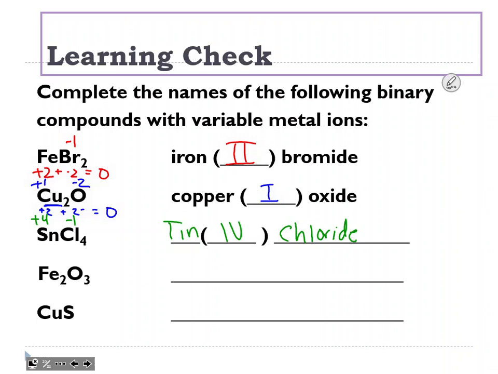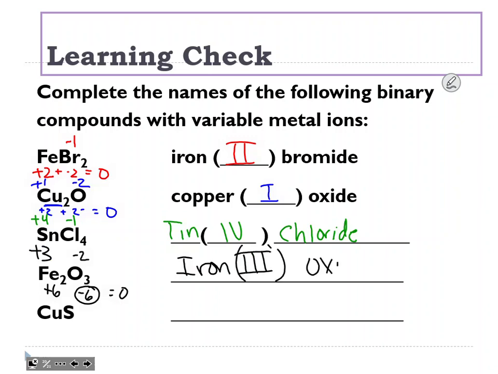How about this one? Oxygen is -2, and there are 3 of them, so this is a total of -6, right? There are 2 irons, and the 2 irons must add up to +6, because this needs to equal 0. How much is each iron worth? They have to add up to +6, and there are 2 of them. How much is each worth? So they're +3. So this has to be iron 3 oxide.